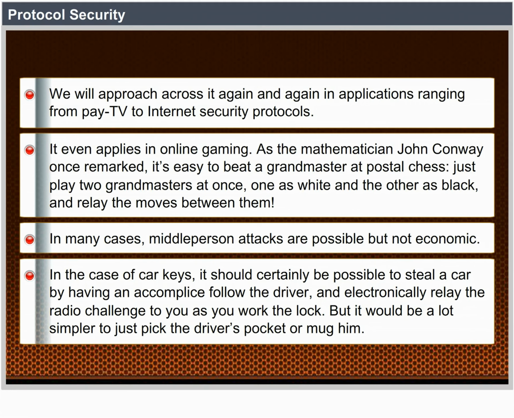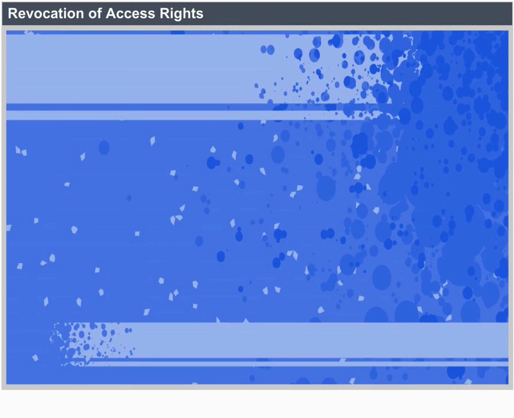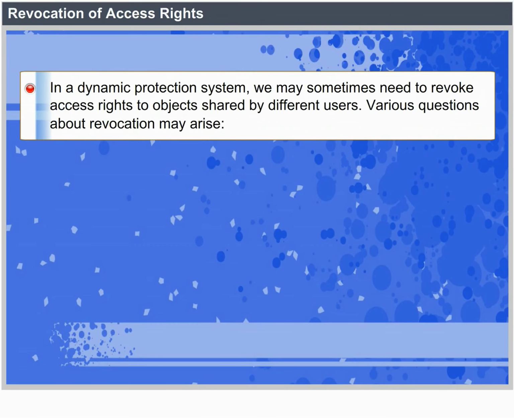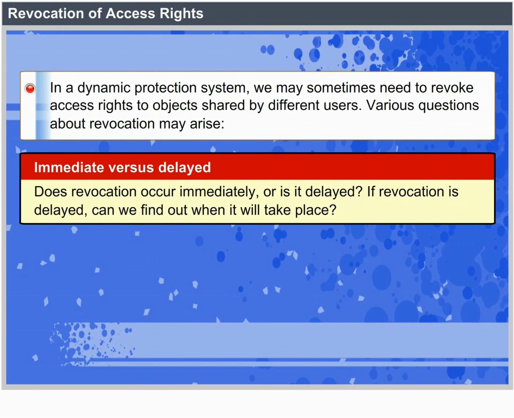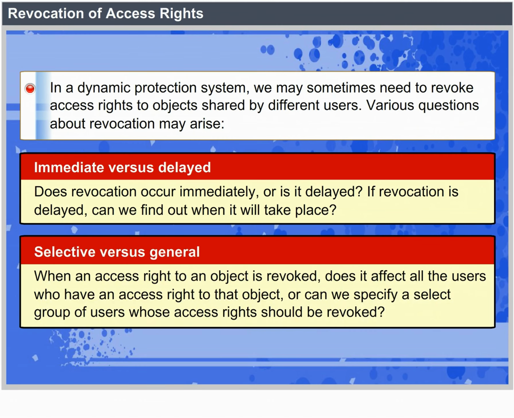Revocation of access rights. In a dynamic protection system, we may sometimes need to revoke access rights to objects shared by different users. Various questions about revocation may arise. Immediate versus delayed: does revocation occur immediately or is it delayed? If revocation is delayed, can we find out when it will take place? Selective versus general: when an access right to an object is revoked, does it affect all the users who have an access right to the object, or can we specify a select group of users whose access rights should be revoked?